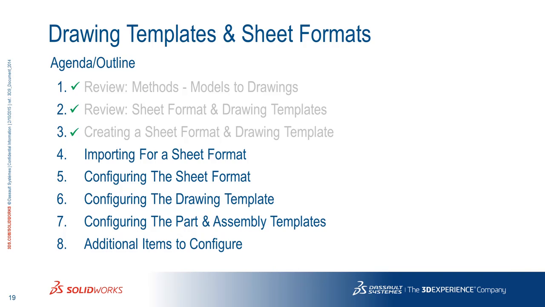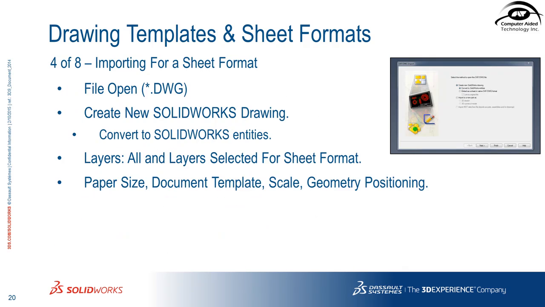Right. So importing the sheet format is next. So we start with file open, use the DWG file or the DXF. The dialog comes up here that you see on the screen, and we're going to create the new SOLIDWORKS drawing. We're going to convert to SOLIDWORKS entities because we're going to use it for SOLIDWORKS going forward. We're going to have to look at the layers, and then we got a lot of little details in paper size, document template scale, and geometry positioning.